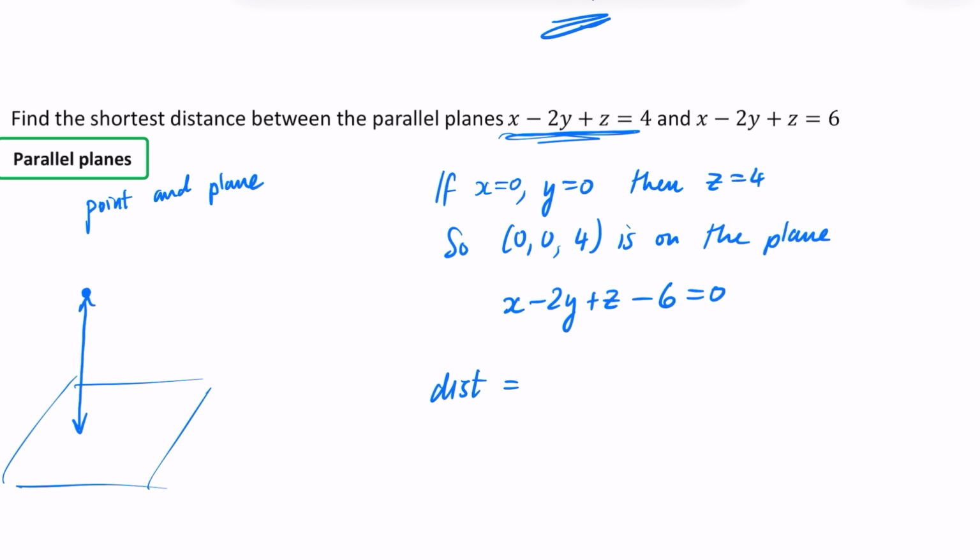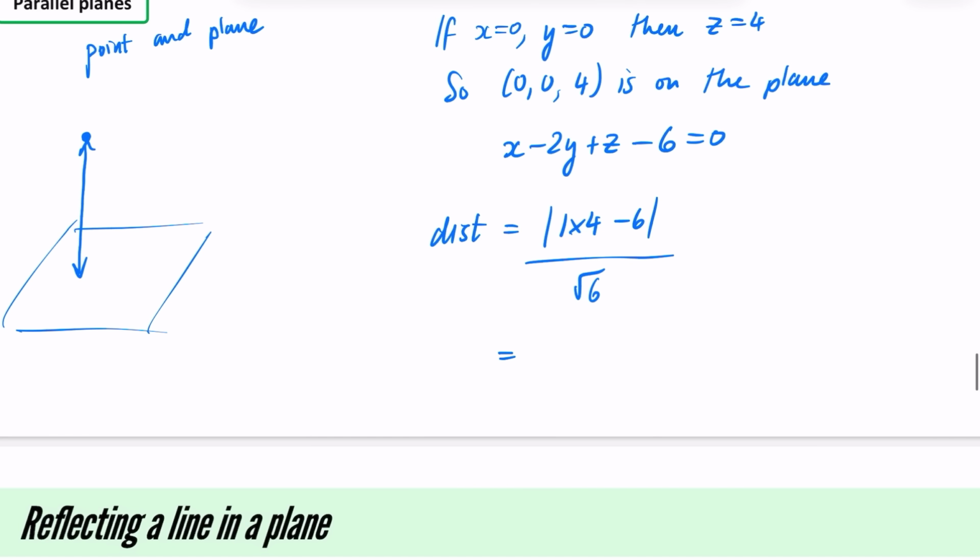So when I do them, I'm going to have, for the numerator, 1 with a 0, that multiplies to 0. A minus 2 with a 0, that multiplies to 0. A 1 with a 4, okay, good. And then the letter D is minus 6. And that's going to get divided by the magnitude: the 1 squared, the 2 squared, and the 1 squared, that is root 6. So the numerator is 4 minus 6. That is minus 2, but there's a modulus sign. So it's 2 over root 6. And 2 divided by root 6, when we rationalise the denominator, is root 6 over 3.